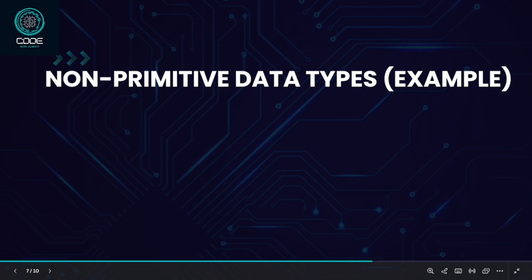Example of a non-primitive data type in Java. Look at this line. String name is equal to "Code with Clarity", semicolon. Here string is the data type, name is the variable name, and Code with Clarity is the value stored inside it. Now notice something important. Unlike primitive types like int or double, string is a non-primitive data type. Why? Because string does not store simple raw values directly like numbers. Instead, it stores a reference to an object that contains the text.